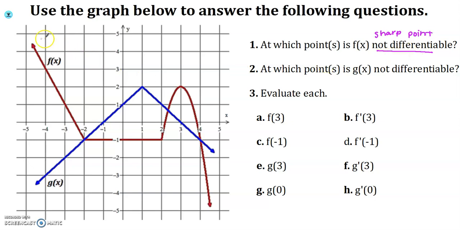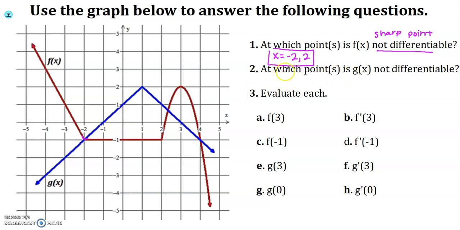Okay, not rounded. So if I look at f of x, this red graph, there's a sharp point at -2. Okay, so it's not differentiable at x equals -2. And then again, there's a sharp point here at +2. And then at 3, this is rounded, so that doesn't count as not being differentiable. It has to be like a corner, not a rounded part. So f of x is not differentiable at x equals -2 and +2.